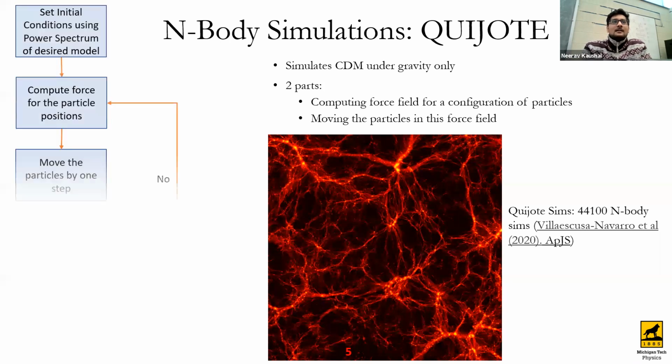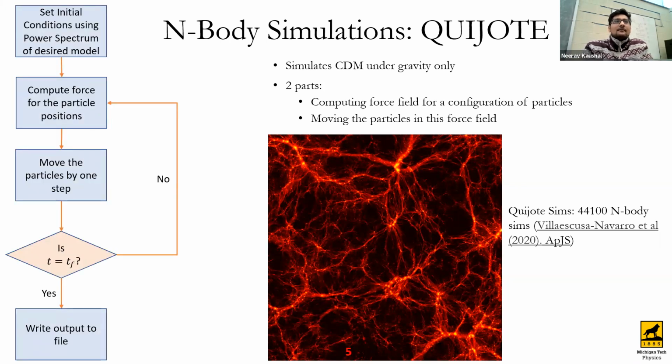Next. So the process goes as follows. We have initial conditions that we set using the power spectrum of the model. I'll explain later what power spectrum is. We place 512 cubed particles on a 3D grid. We perturb them a little, and then we evolve them with the laws of gravity. We move the particles by one time step and see if the time is what we want our results at. If yes, we output. Otherwise, we repeat the process. Next.